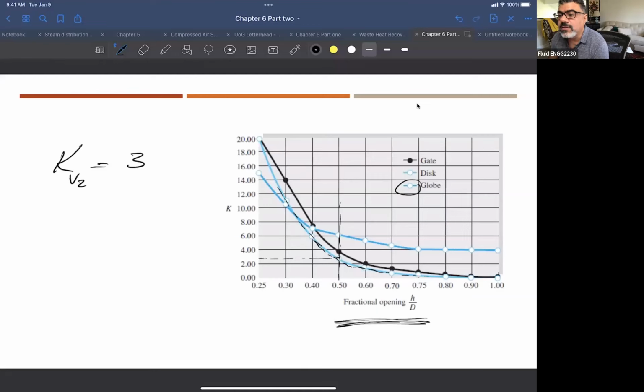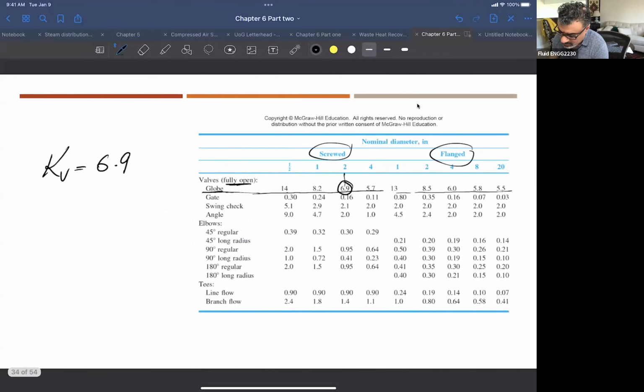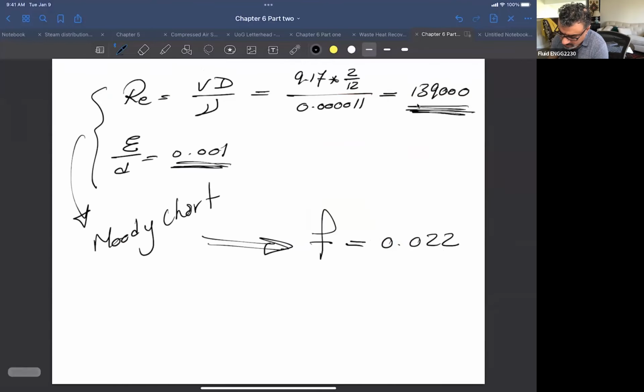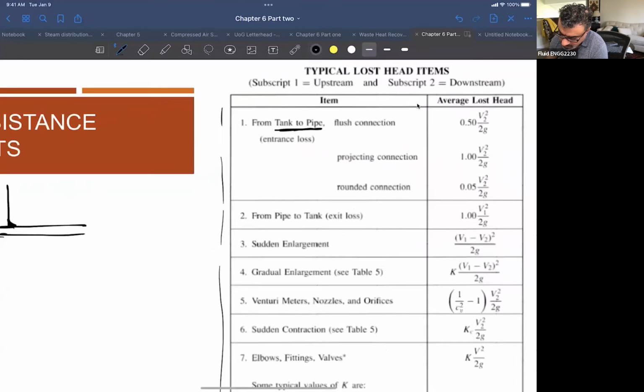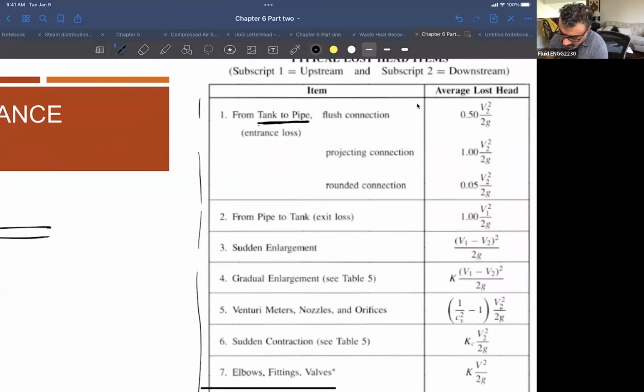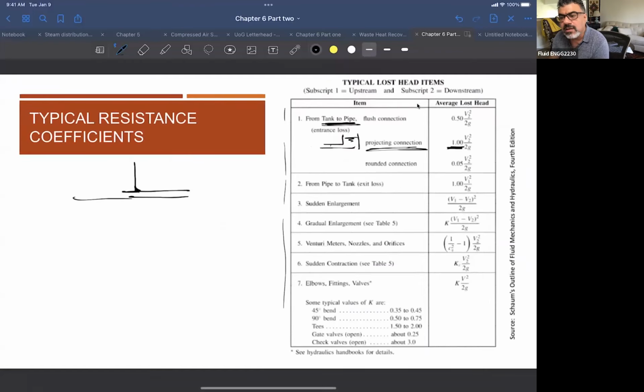So the sharp entrance, diameter infinity large. K for a pipe to a tank. Remember, when we said there are other tables given in many charts, like here, tank to a pipe or pipe to a tank. So this is basically the opposite. For pipe to a tank, you see here K is 1. This is a very common number that you will find in many other charts.